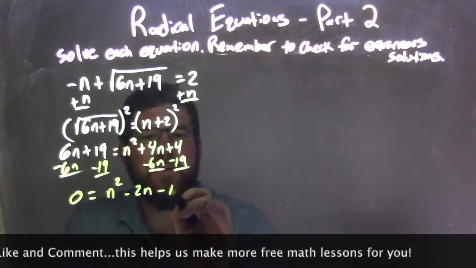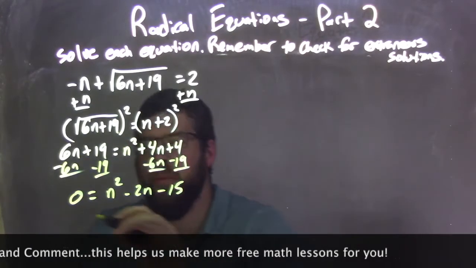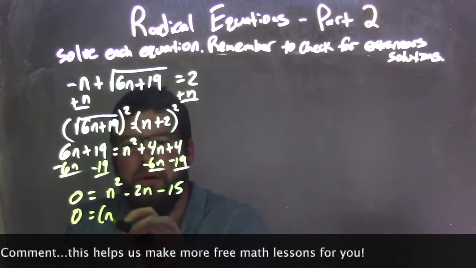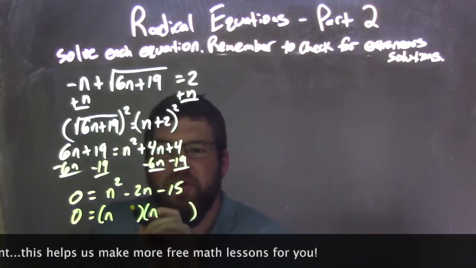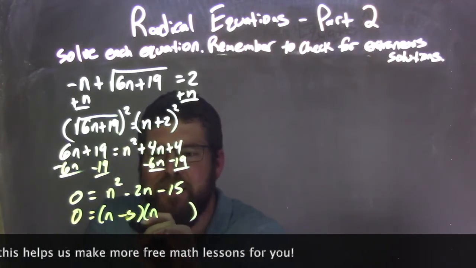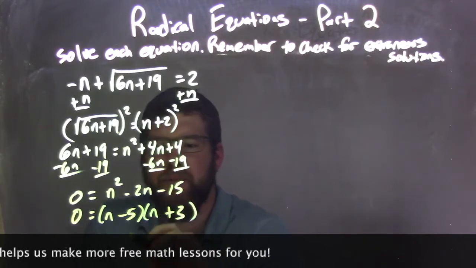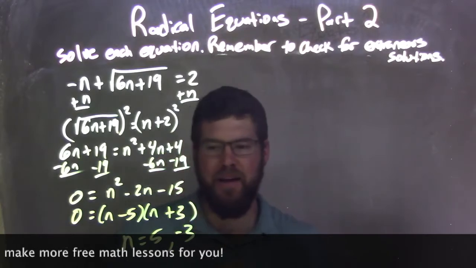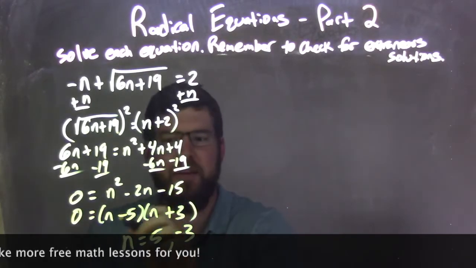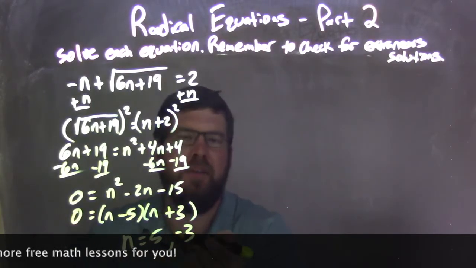2n minus 15. So now we think, when we factor here, what 2 numbers multiply to be negative 15, but add to be negative 2. Excuse me, and that's a negative 5 and a positive 3. And so my 2 solutions here are positive 5 and negative 3. And now I need to check both of those, okay? So I set both parentheses equal to 0, and got 5 and negative 3.